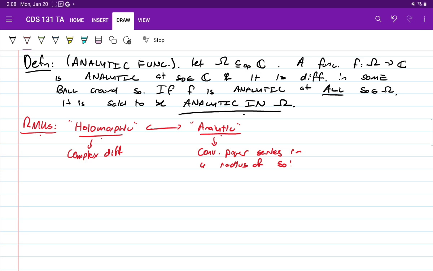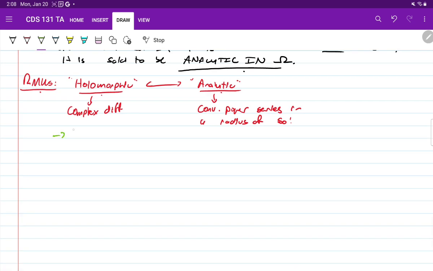This is a really strong property. This is not something that's true at all for real valued functions. If I give you a function from R to R that's differentiable, it's not even guaranteed to be infinitely differentiable. It might only be once differentiable. Here, we're saying that a function that is once differentiable is infinitely differentiable and has a convergent power series. So this is super strong. It's a very nice property.